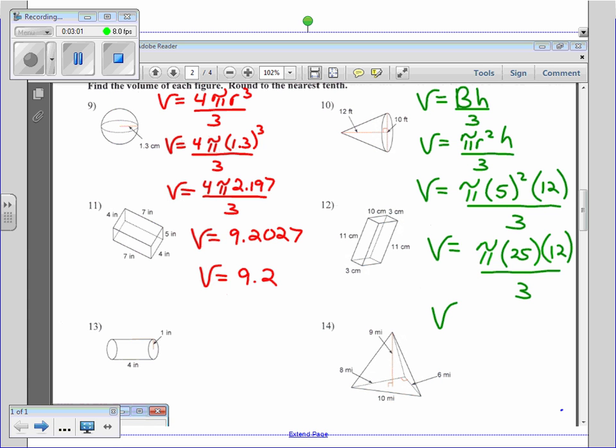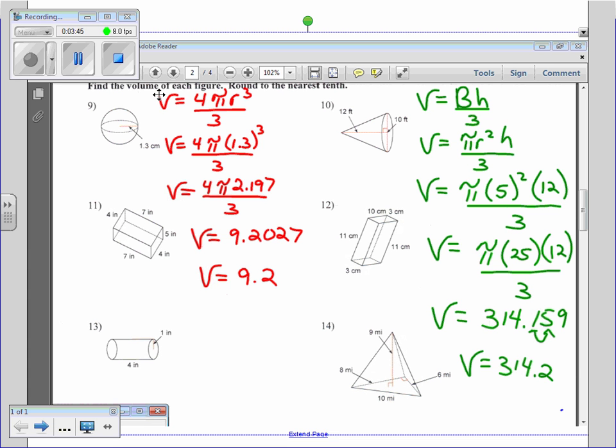This just becomes a calculator activity now. So I'm going to do pi times 25 times 12. I'm going to get an answer, and then divide by 3. And I'm getting 314.159. I need to round to the nearest tenth, so I'm going to look at the number next to it. My volume would be 314.2.